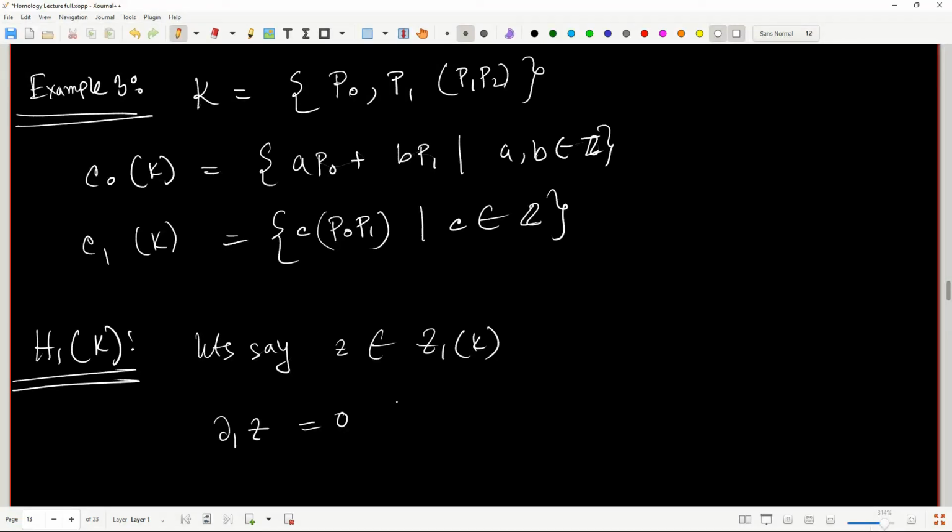And now we need to find an explicit expression in terms of the simplexes for this set. And I want to write it as del 1 of c p0 p1 equals 0. You may ask why?